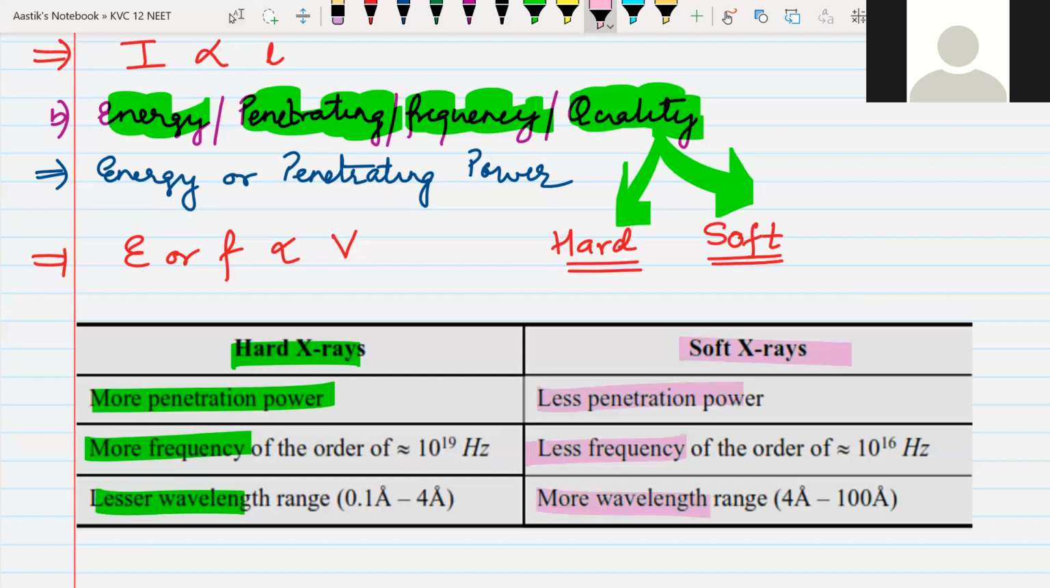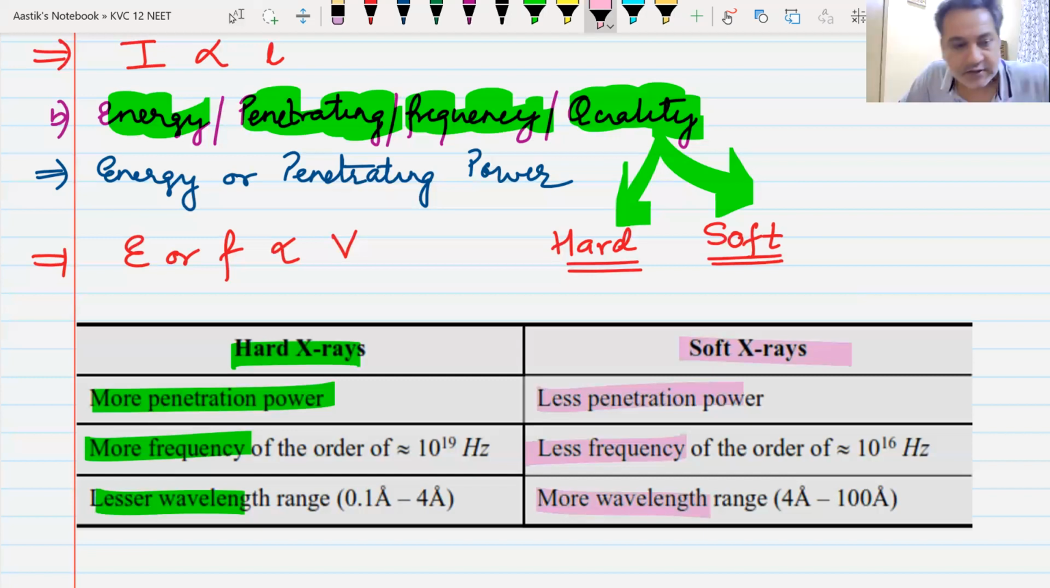Have you noted it down? Yes or no, bacha? Done, sir. Everyone done, sir?